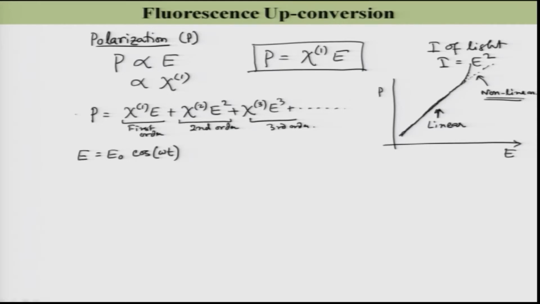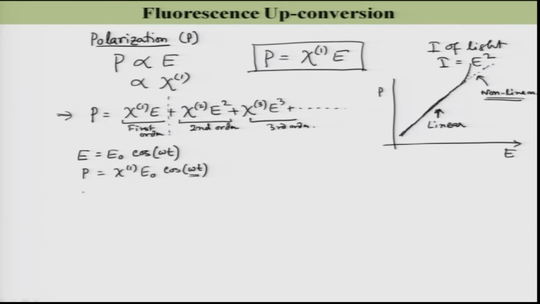then if only the first order term is available, right. So, if I approximate that this equation is only till over here, then I will simply write P is equal to chi 1 E 0 cosine omega t. So, you see that polarization, that means induced dipole moment, also oscillates with this same frequency, right. That means the color of light which will come out from here will be the same color, because it is the same frequency. So, color is the same.